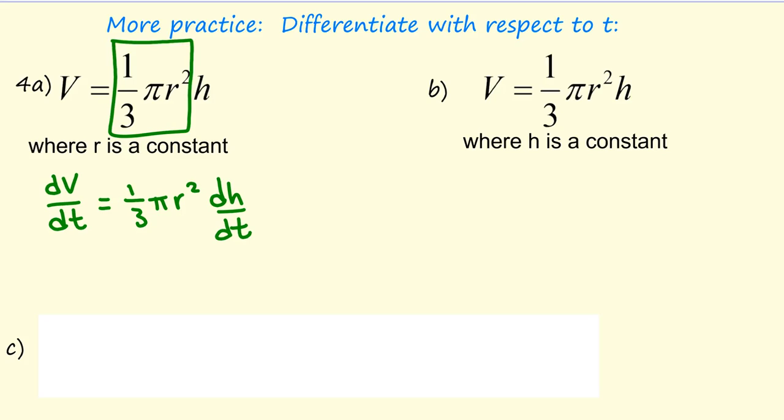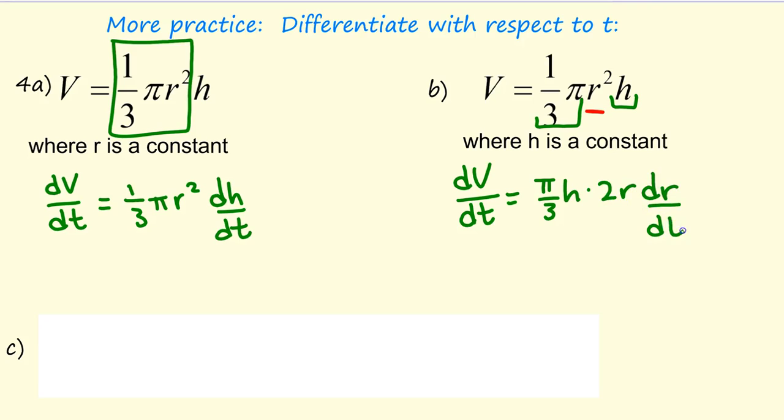So then when we differentiate, we get dV/dt equals, now for this one our constant is 1/3 pi times h. We could just call that pi thirds h if we want to, or 1/3 pi h. And then the variable part is the r squared. So its derivative is 2r dr/dt. And then to simplify that, we have 2 pi over 3 times h times r times dr/dt.